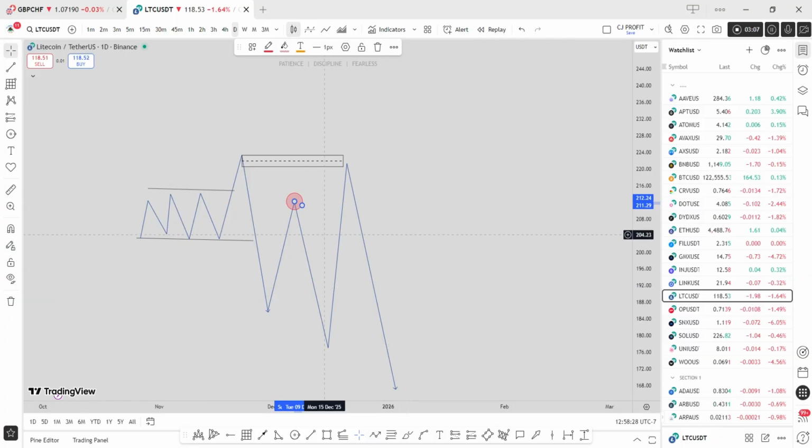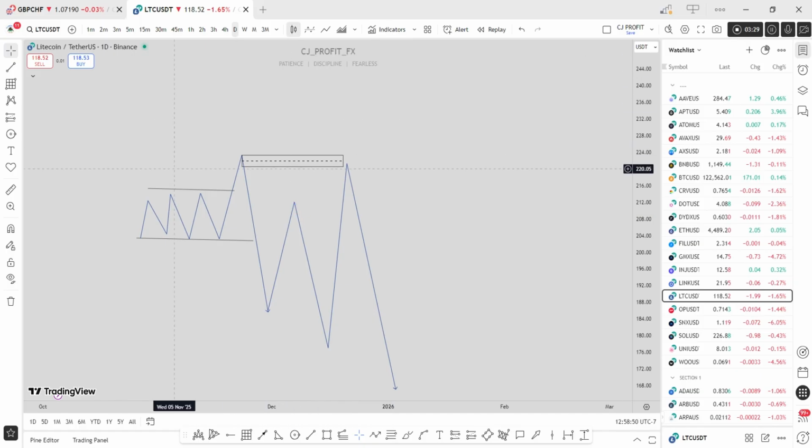So this area is an incomplete pullback, which we call an inducement. For those of you that don't know about inducement, it is a trap. It makes you make a decision when you're not meant to, or it attracts you into the market. So in SMC we teach you how to avoid all these mistakes. So that is it. This is how the structure looks when I'm trading AMD.